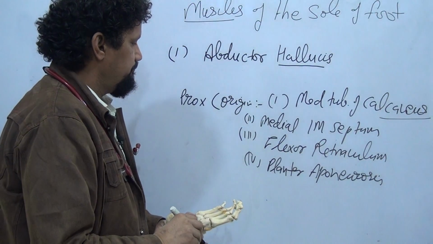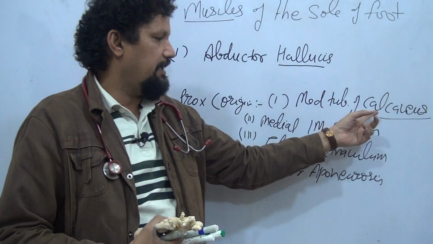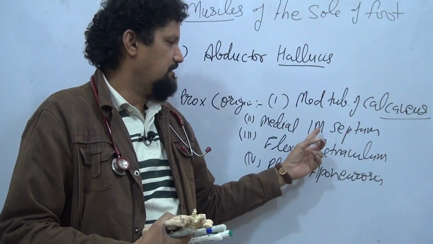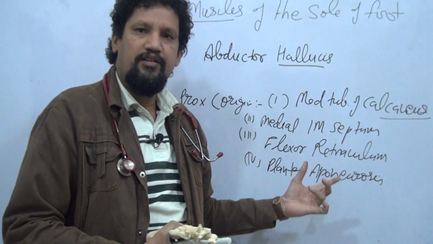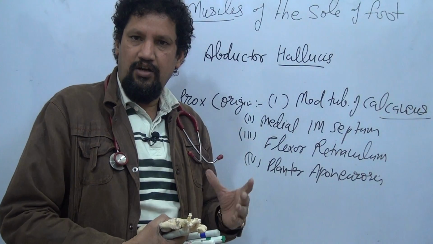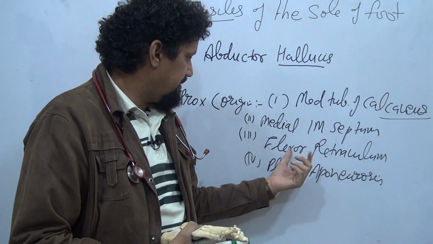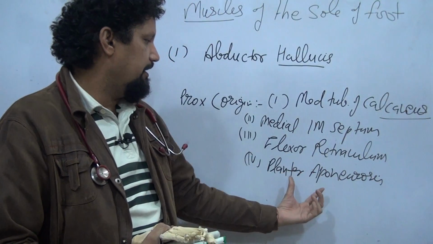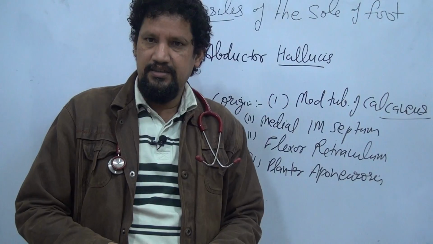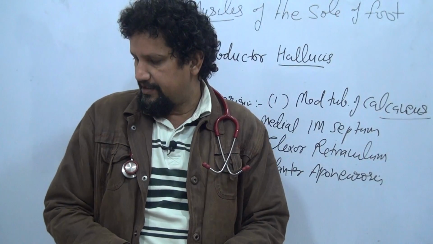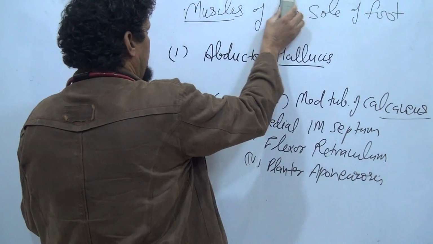So the muscle is attached by 4 points proximally: the medial tubercle of the calcaneus, the medial intermuscular septum, the adjoining part of the flexor retinaculum. Retinaculum means curtain, so a curtain-like thickening of the deep fascia on the medial part of the foot is the flexor retinaculum, and the adjoining part of the plantar aponeurosis. Plantar aponeurosis is a thickening and modification of the deep fascia of the plantar surface or the sole of the foot. So these are the 4 proximal attachments of the abductor hallucis.